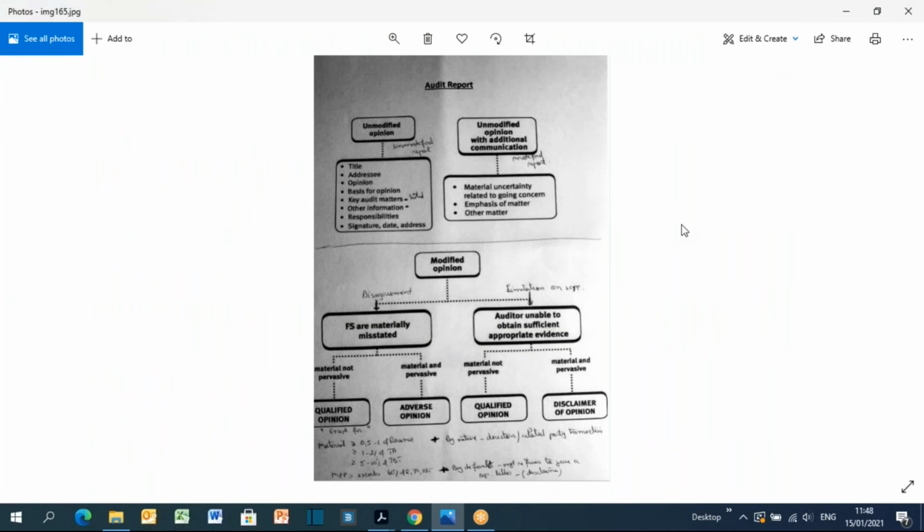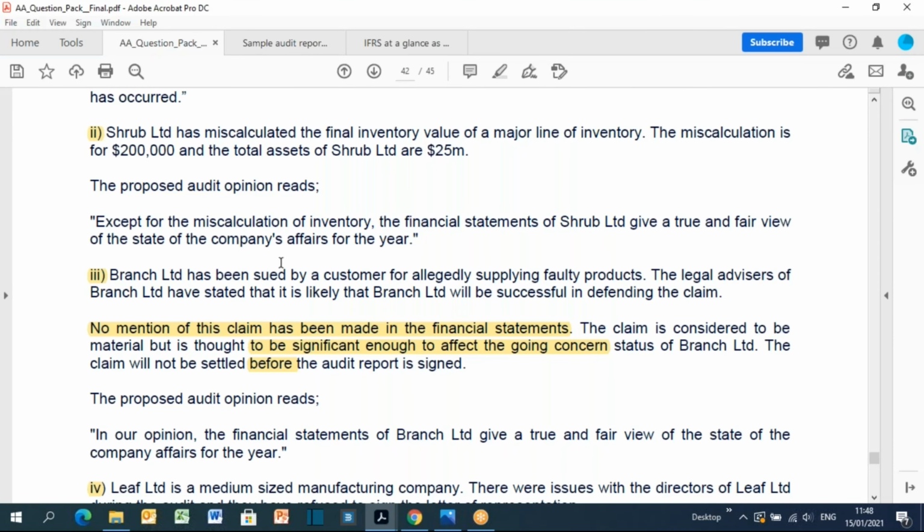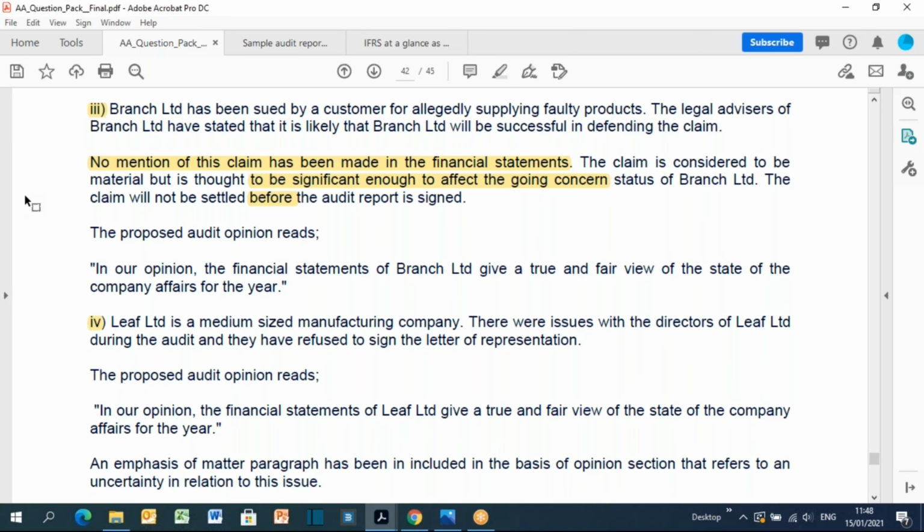But we've calculated that the financial statements are not materially misstated. So in this case, the opinion should not be modified at all. So we should say that the opinion given is wrong, and it should be an unmodified opinion in this case. If you look at the next requirement, it says that the company was sued by a customer for providing faulty products, and the legal advisors of the company think that they will be successful in defending the claim. No mention of the claim has been made in the financial statements.